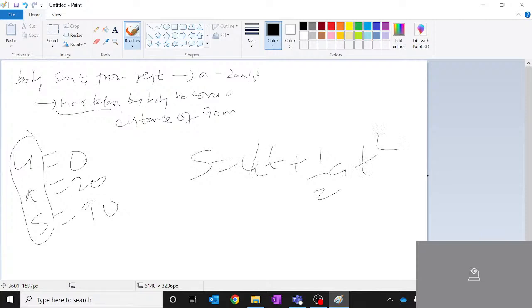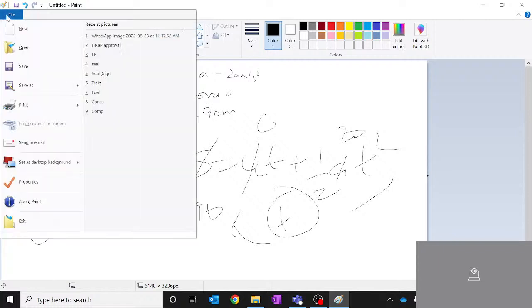So in this, your u is 0, a is 20, s is given, that is 90. You are supposed to find out time, t. Simple question. Understood? Now let's move on to the next question. Similar, I mean, the concepts remain the same, but all you have to check is the application.